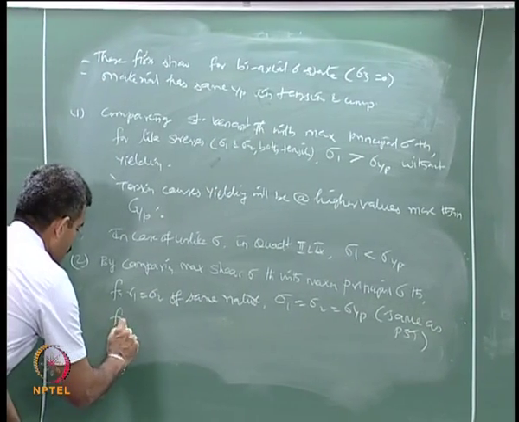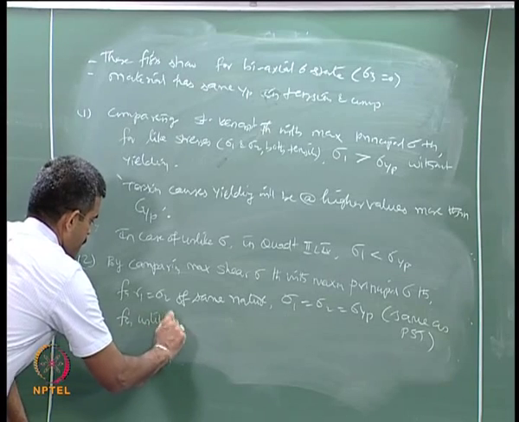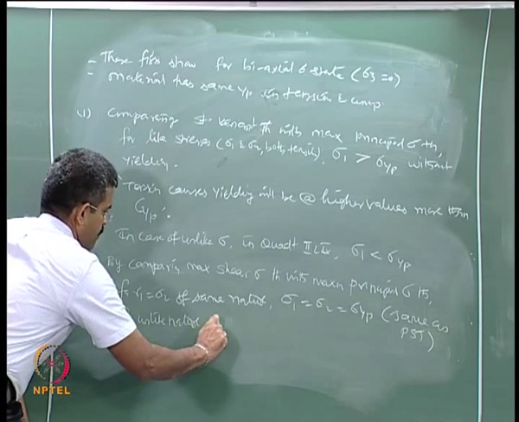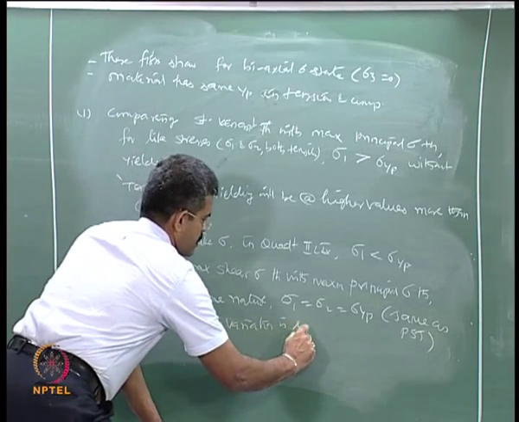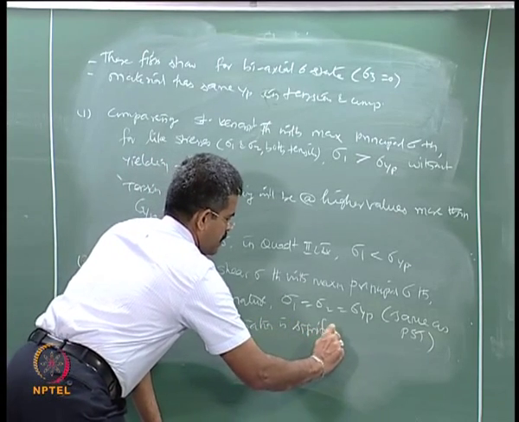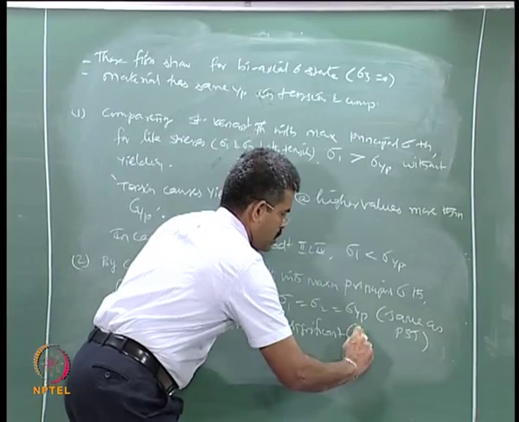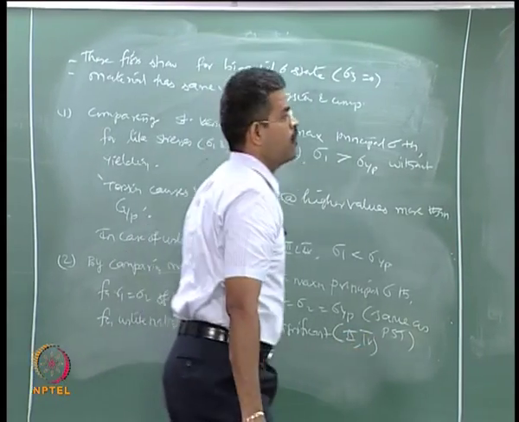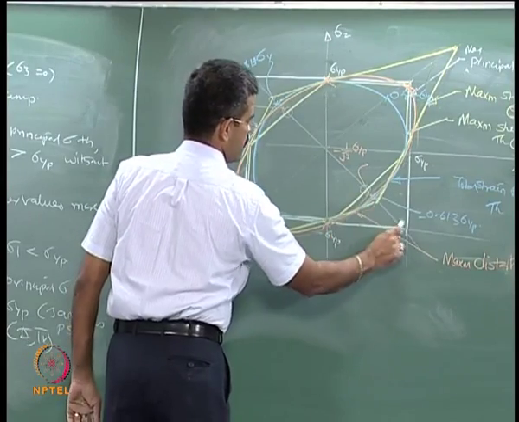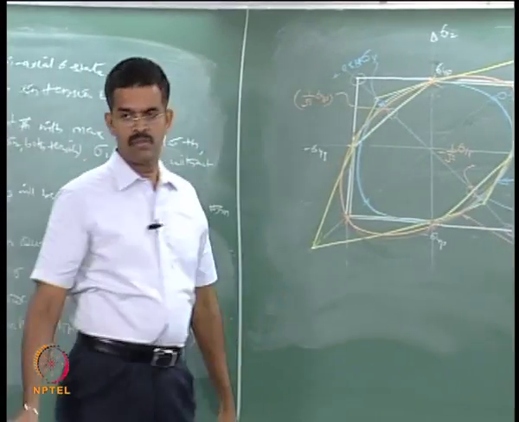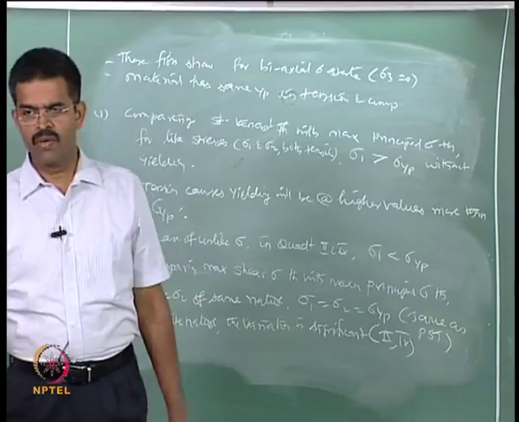For unlike nature, the variation is significant, that is in quadrants 2 and 4. See here, they are significant. Okay.